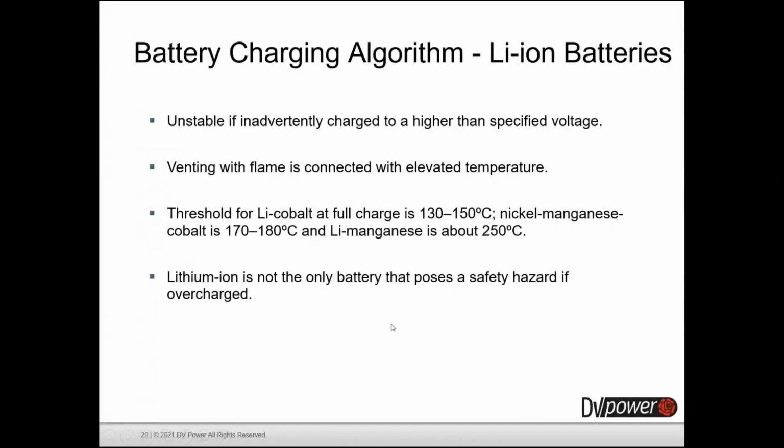So lithium-ion batteries operate safely within this designated operating voltage. However, the battery becomes unstable if inadvertently charged to a higher than specified voltage. So if you have a battery that can be charged to 4.2 volts per cell and prolonged charging of that type of battery above 4.3 volts per cell, well, it will plate metallic lithium on the anode, and the cathode material will become an oxidizing agent, and it will lose stability and produce carbon dioxide.